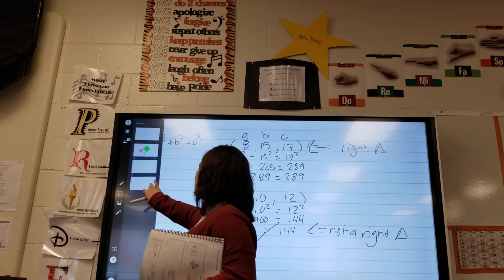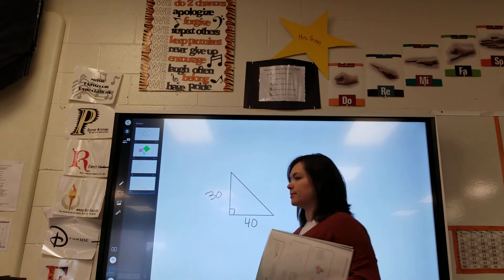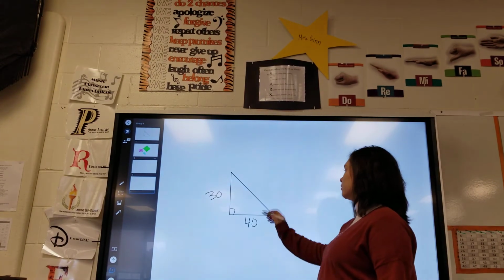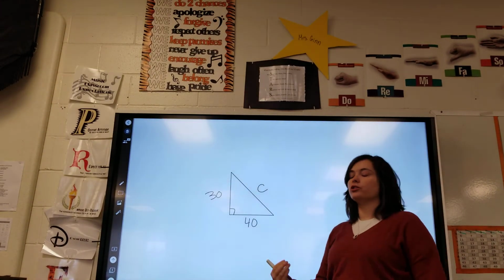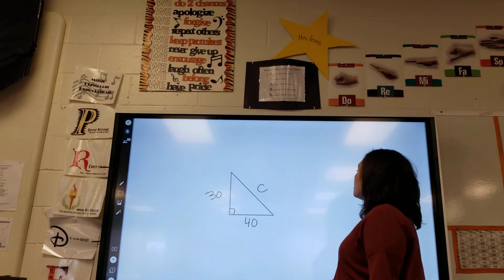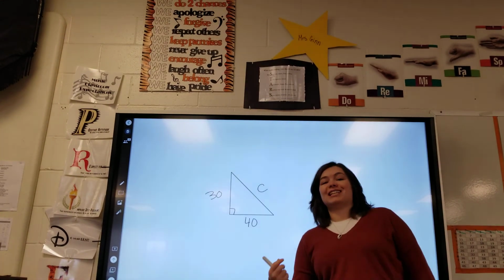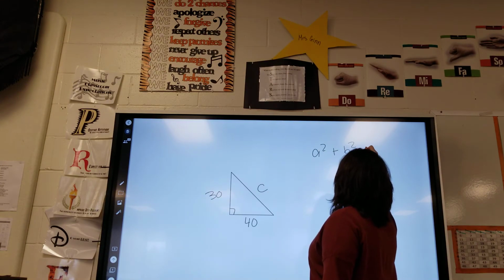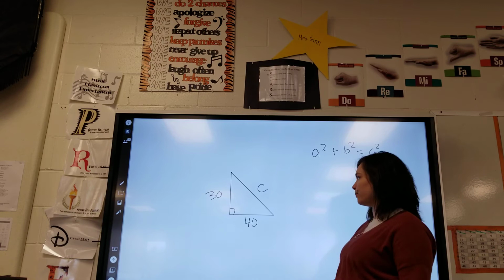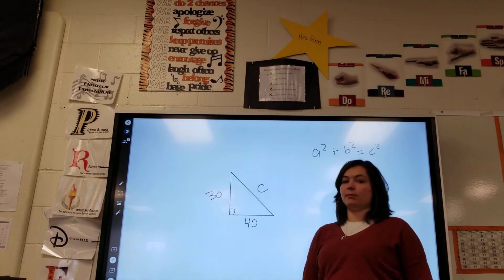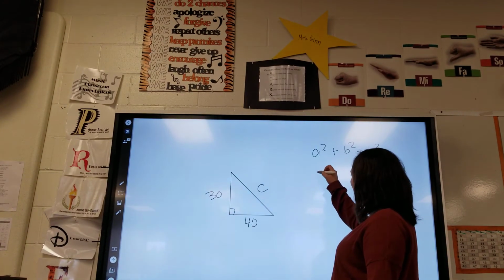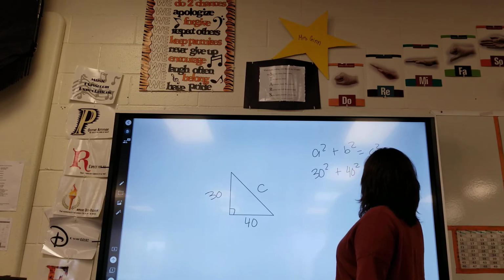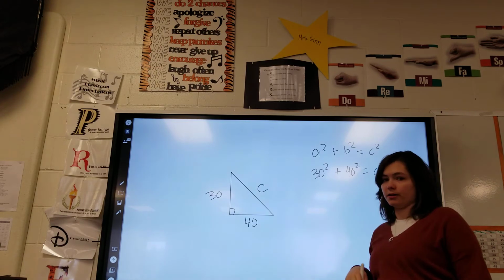One more example for homework sake or work time sake. They're going to give you a triangle with 2 legs, and they want you to solve for C. They want you to solve for the hypotenuse, okay? So in order to do this, we're going to use our same theorem, which is a squared plus b squared equals c squared. Now, I know what a and b are, so I can plug those in. We'll just do 30 squared plus 40 squared is equal to c squared.